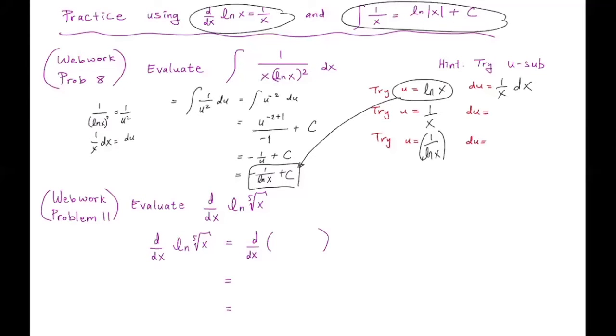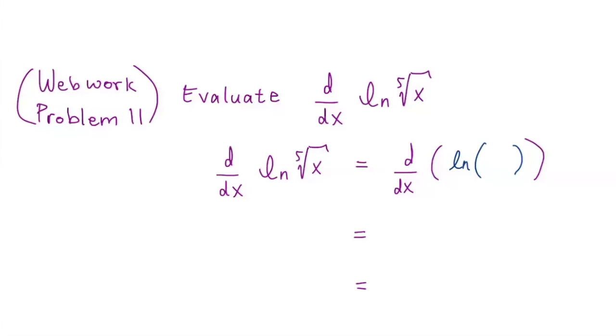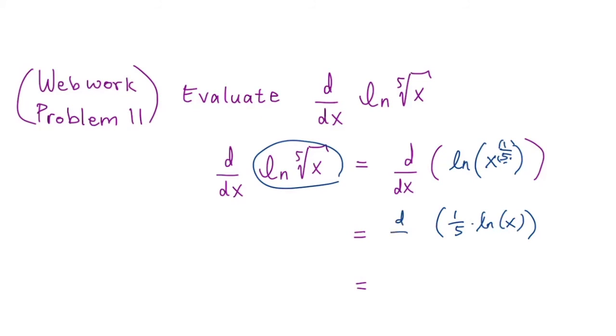Next, let me go over how to solve this problem. First, let me rewrite this function as the natural log of x to the 1/5. We see that this 1/5 is inside of the parentheses, so this is the same as 1 over 5 times natural log of x. And now this just becomes 1 over 5 times the derivative of natural log of x, which we just learned is 1 over x.